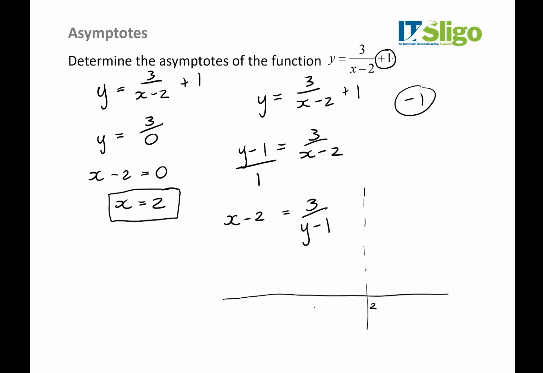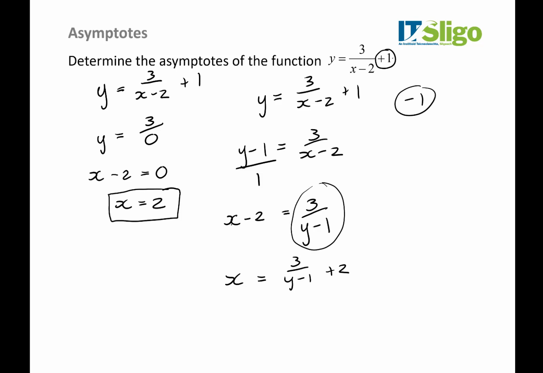I'll just get rid of this graph. It doesn't help. I can say, well, x is now 3 over y minus 1 plus 2. But again, it's the reciprocal term that counts. That's the one that's going to give me 3 over 0 in this case. That's what I'm always looking for. Where will I get this? It's going to be when y minus 1 is equal to 0. So when we solve, we get y is equal to 1.